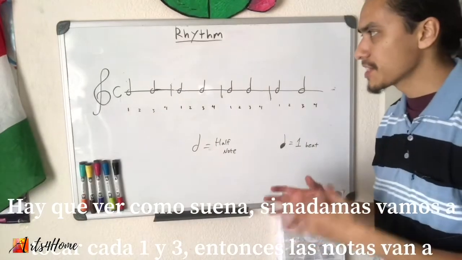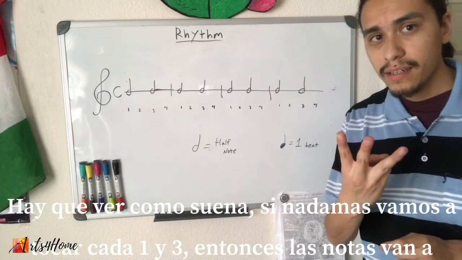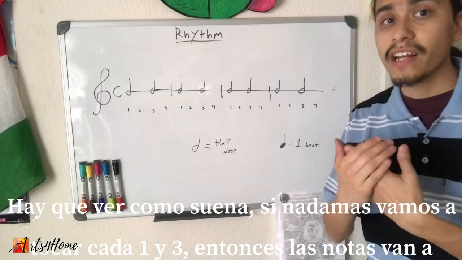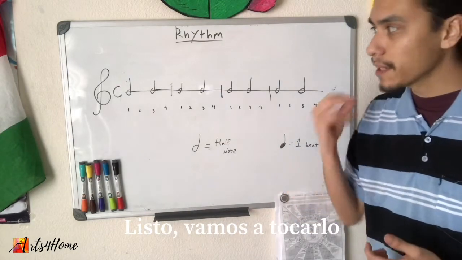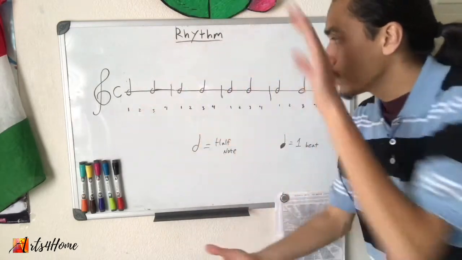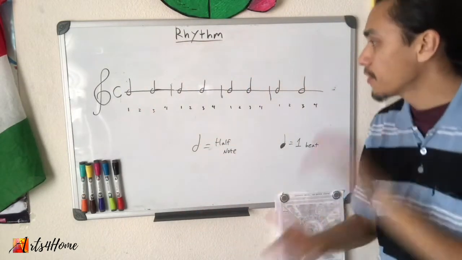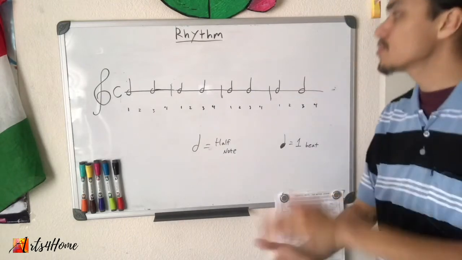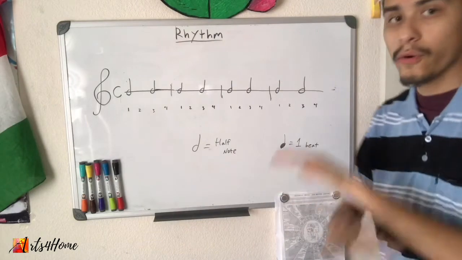So let's see what this sounds like. If we're only going to play on every 1 and 3, then our notes are going to last a little bit longer than they did before with the quarter note, okay? So let's play it all the way through. Ready? 1, 2, ready, and 1, 2, 3, 4. 1, 2, 3, 4. 1, 2, 3, 4. 1, 2, 3, 4. Stop.